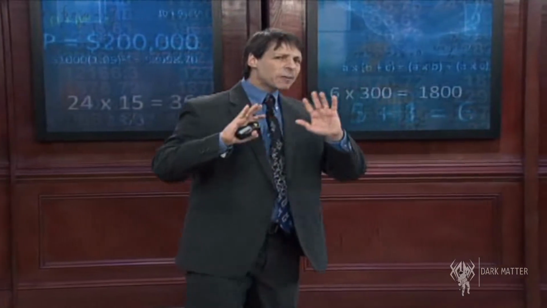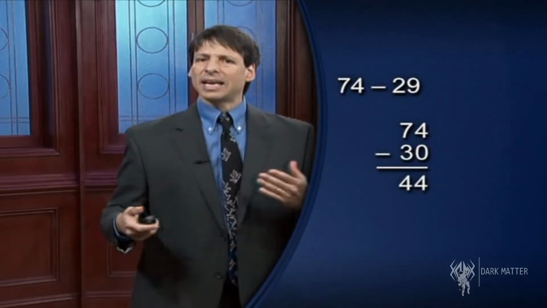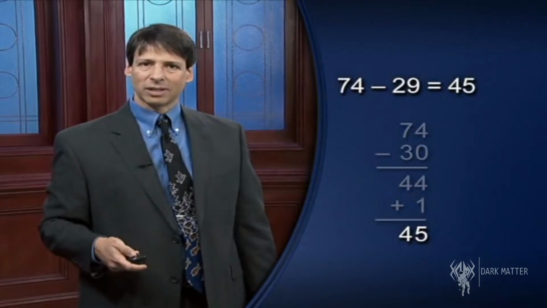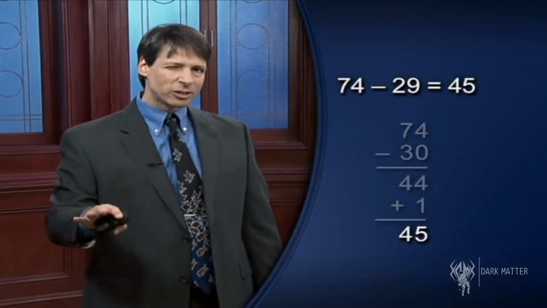But I prefer to do this problem a different way. Let's treat 29 as 30 minus 1. So to subtract 29, we're going to first subtract 30, then add back 1. Okay, 74 minus 29. We do 74 minus 30 to get 44, then add back 1 to get 45. Did you find that second method easier?